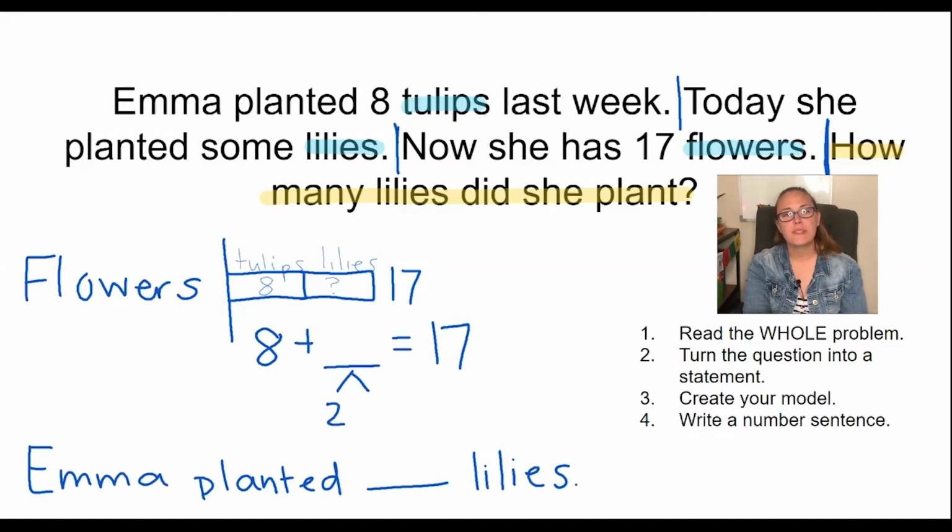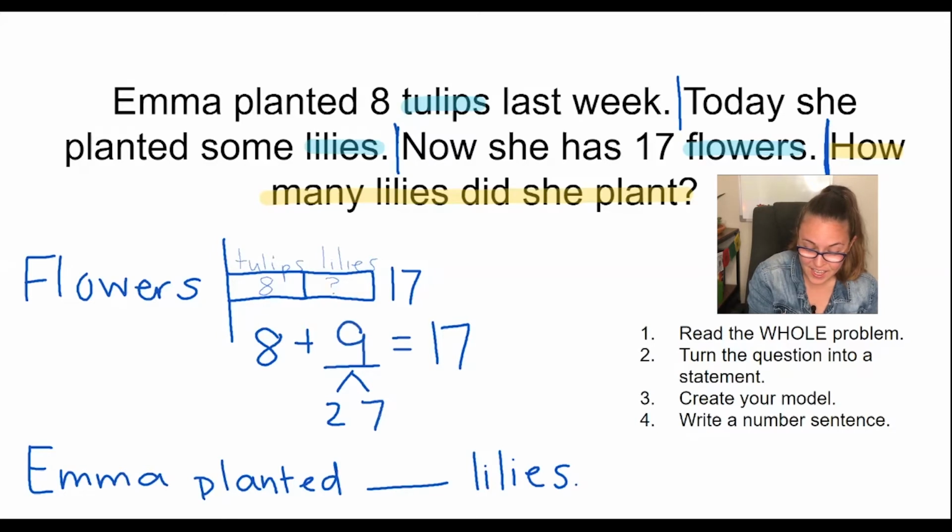How do I get from 10 to 17? That's right, I add 7 more. So the missing part of this is 7. What's 2 plus 7? That's right, 2 plus 7 equals 9. And you have just solved our math equation. Great job.